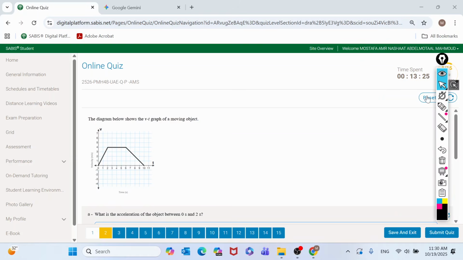The displacement of a Vt graph is the area under the graph, and it's a trapezoid. So the formula is base 1, so 10 plus base 2, which is 6 minus 2, so 4, over 2 times the height, so 4. So 10 plus 4, 14 over 2 is 7 times 4 is 28.